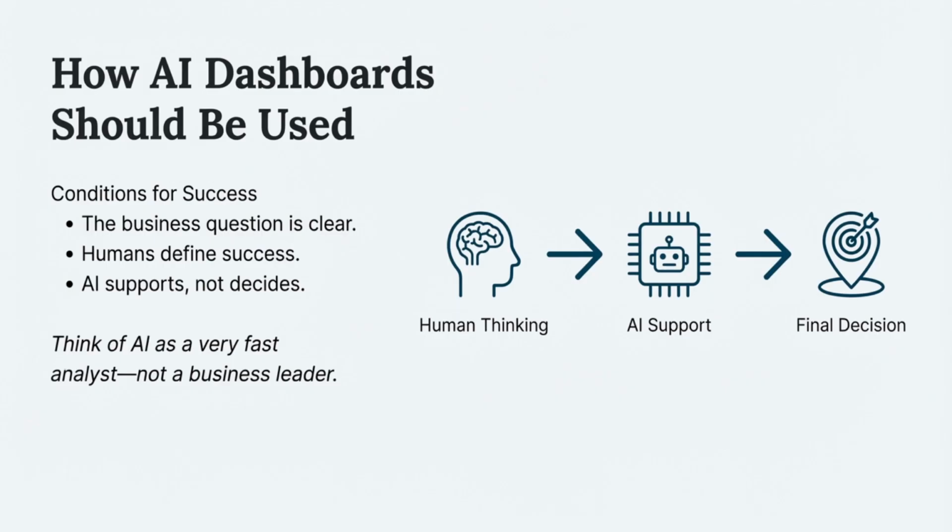So now let's see when an AI dashboard can actually work properly. AI will work only when the business question is clear. First of all, what are you trying to solve through those dashboards or through that analysis? If that is clear, that's the first and foremost thing. Then the human defines the success. And AI should only be used for support and not for making any decisions. It's only a support mechanism.